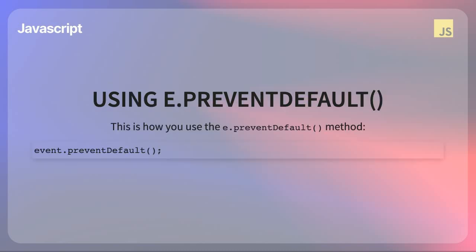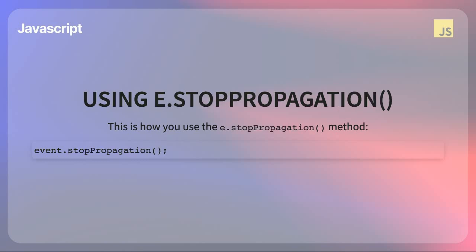One of the most common ways to prevent default behavior is by using the preventDefault method. This method prevents the browser from performing its default action when an event occurs. Another way to prevent default behavior is by using the stopPropagation method. This method stops the event from propagating up the DOM tree.